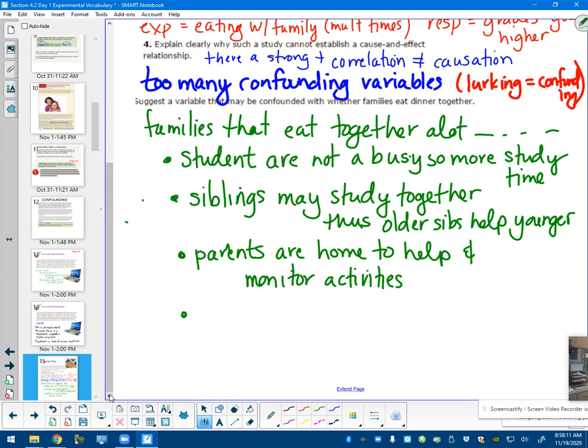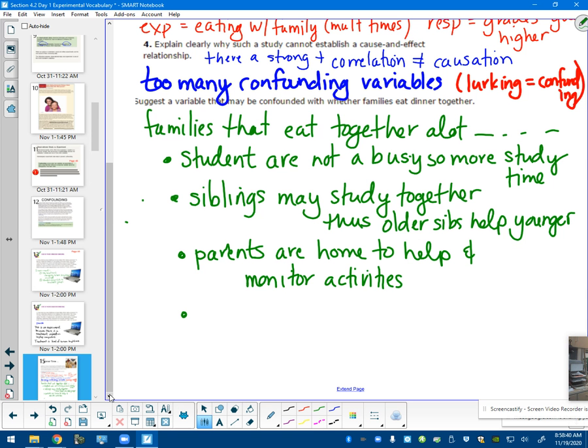So parents who want you to eat together are also monitoring, also watching your other activities, which could be what you eat, so you're getting a well-balanced diet because you're eating at home and you're not eating fast food. They're watching your sleep. This opens a whole big door that Maria just opened. What else are they doing, most likely, if they're home to make sure you're eating together?